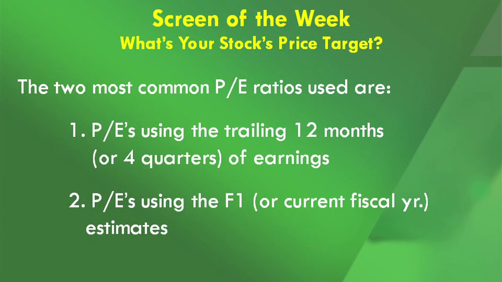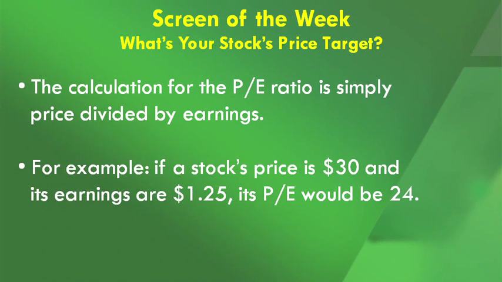First off, the two most common PE ratios used are the PE using the trailing 12 months, or trailing 4 quarters, of earnings, and the other one is the PE ratio using the F1, or the current fiscal year, estimates. Okay, let's go to the next slide here.